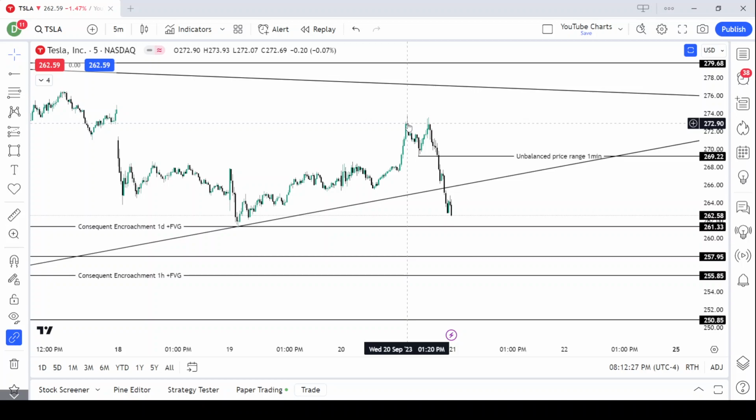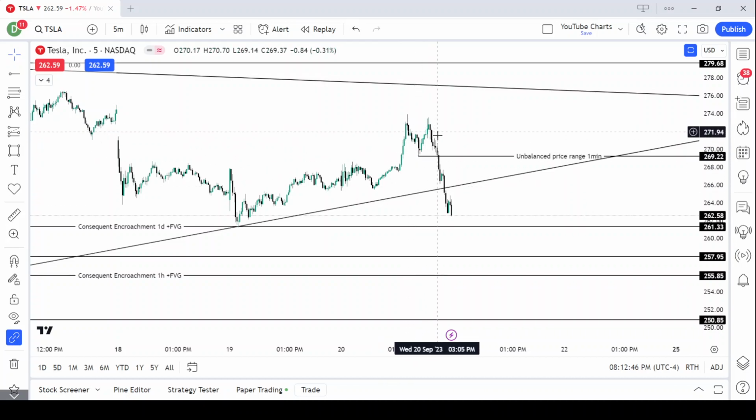So this 273 is an important zone to mark off as a zone where price rejected twice, right? And around there, it rejected some more. So an important level that we want to watch. If price does break above that, we could potentially expect a run to higher levels.